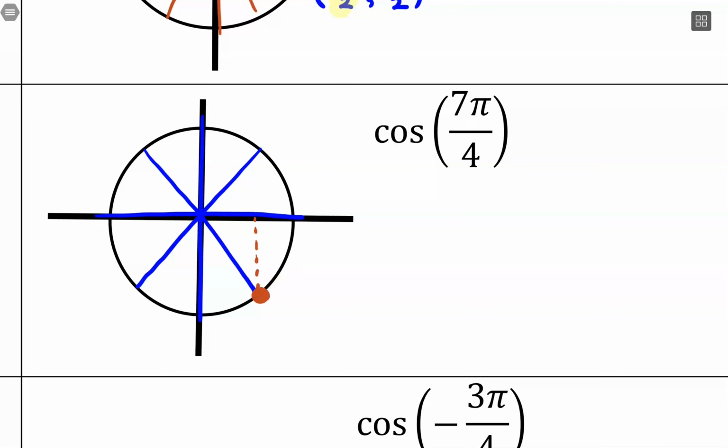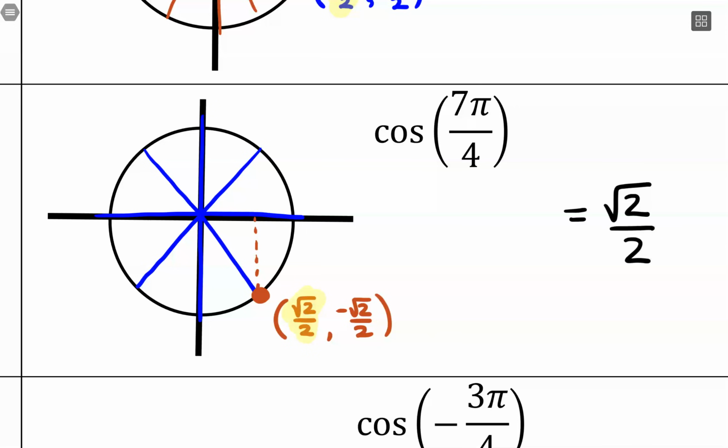Now, this is our triangle where the side lengths are both root 2 over 2. So all I need to do is get the symbols correct. So x is going to be positive and y is going to be negative. And we're looking at cosine, which is the x coordinate. So that's going to be equal to a positive root 2 over 2.